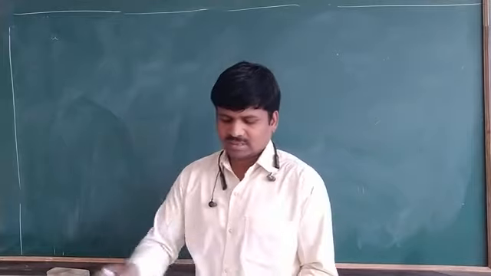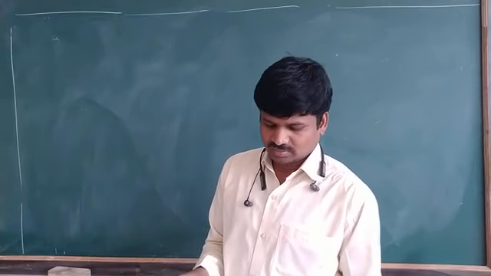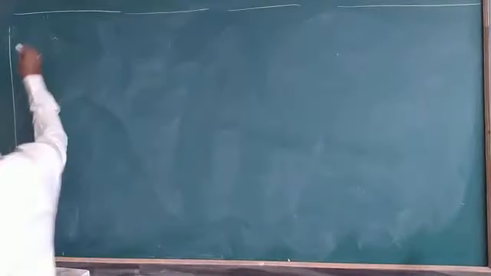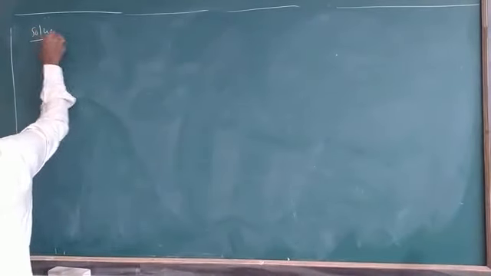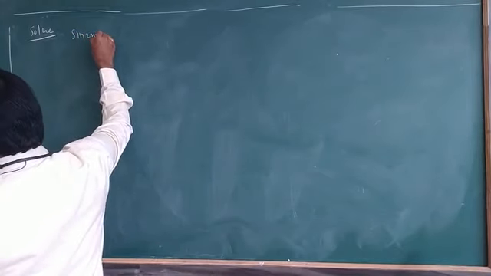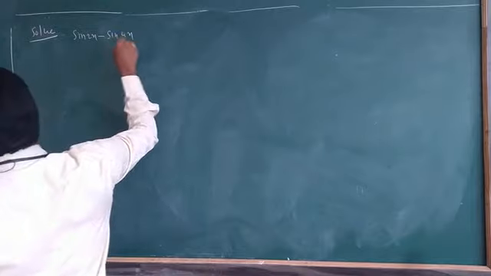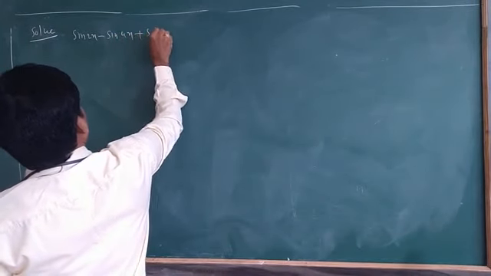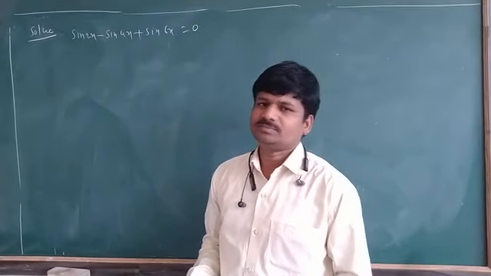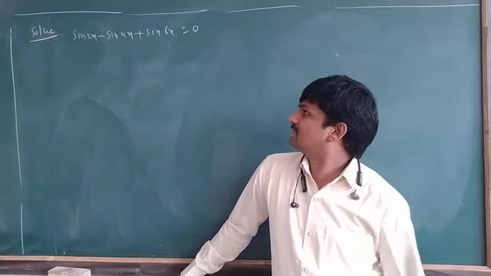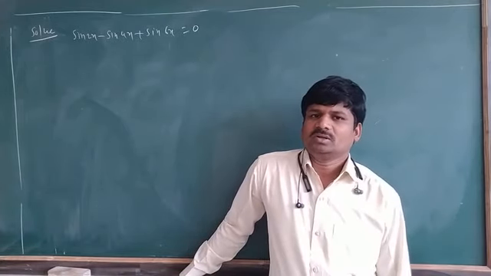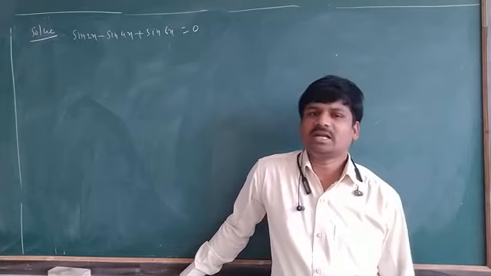Next, some different types of questions are there. Suppose: solve sin 2x minus sin 4x plus sin 6x equal to 0. What is being asked here? Solve sin 2x minus sin 4x plus sin 6x equal to 0. So we have to solve this trigonometric equation.